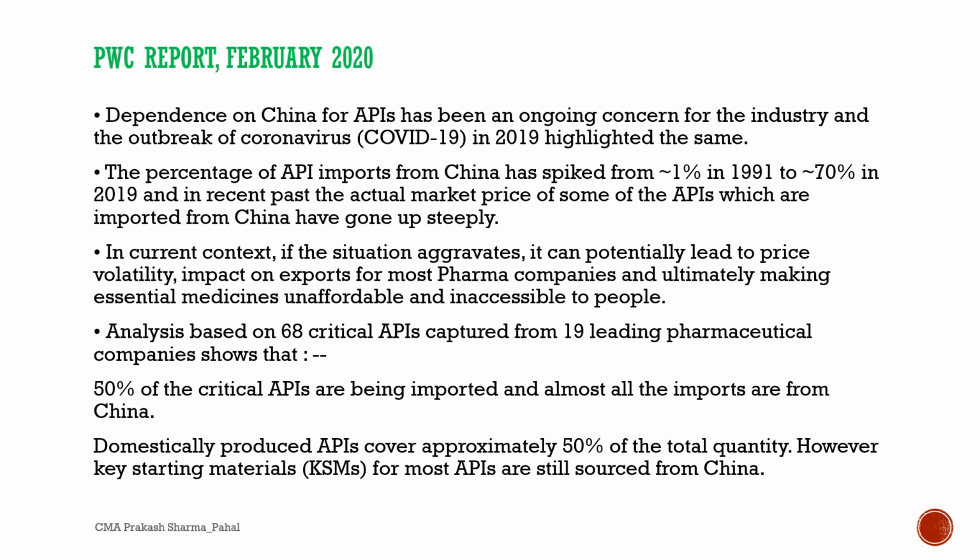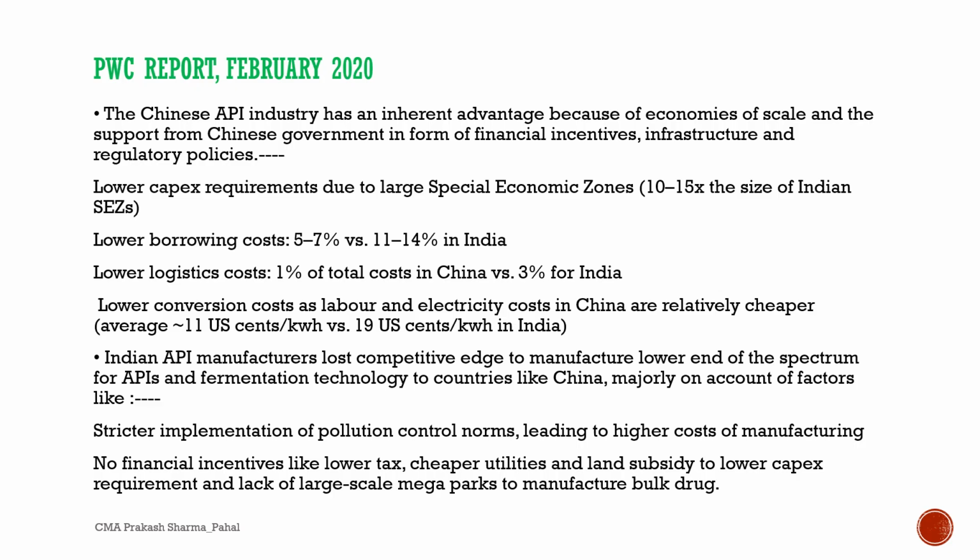Analysis based on 68 critical APIs captured from 19 leading pharmaceutical companies shows that domestically produced APIs cover approximately 50% of the total quantity. Our key starting materials, KSMs, for most APIs are still sourced from China. The Chinese API industry has an inherent advantage because of economies of scale and the support from the Chinese government in the form of financial incentives, infrastructure, and regulatory policies. Lower capex requirements due to large-scale special economic zones, 10 to 15x of the Indian SEZs. Lower borrowing costs, around 5 to 7% versus 11 to 14% in India. Lower logistics cost, 1% of total cost in China versus 3% for India.